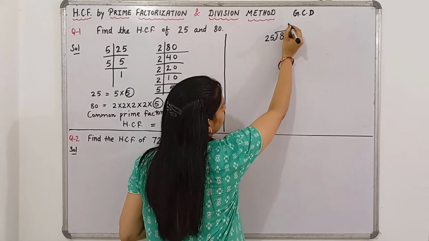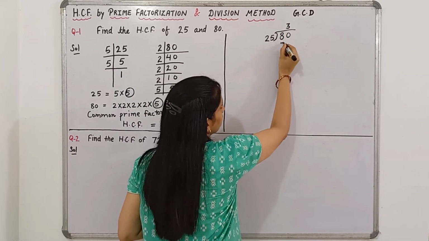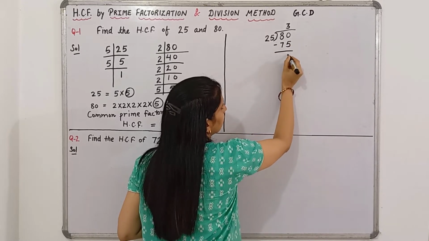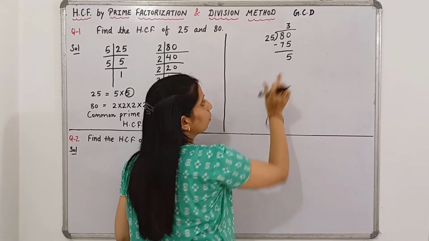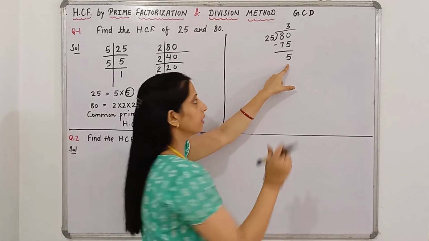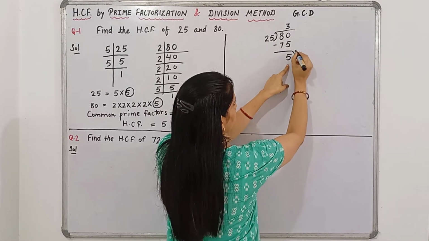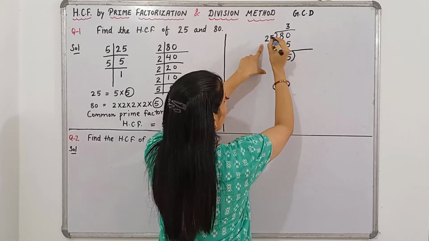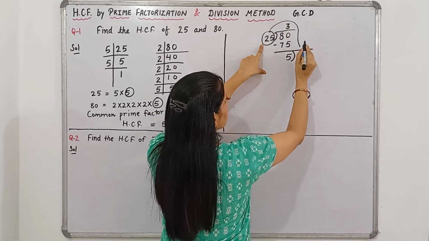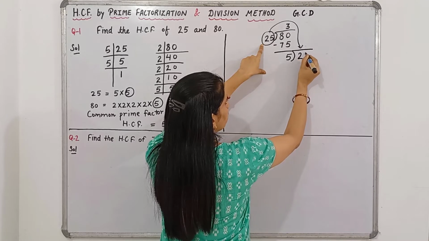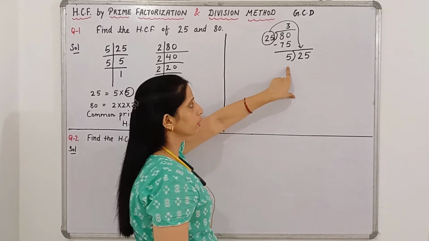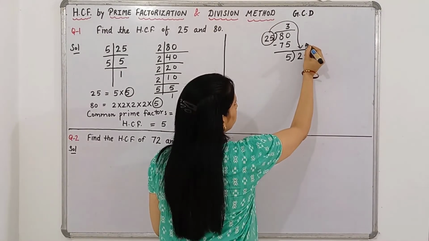25 twos are 50, 25 threes are 75. We will get 75. Let's subtract it. We will get 5. Now what will be our next step? Now this remainder will become our new divisor. And this old divisor will become our new dividend. Now we will write this here in place of the dividend. Okay. Now we will again do the simple division. 5 fives are 25.